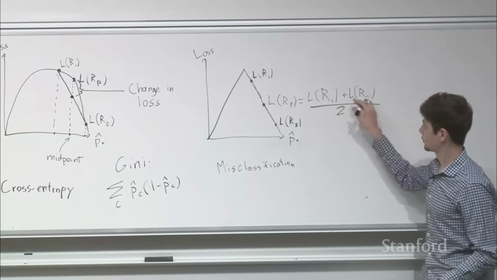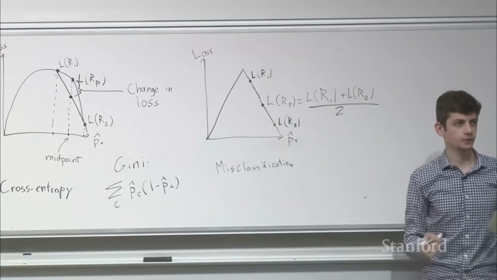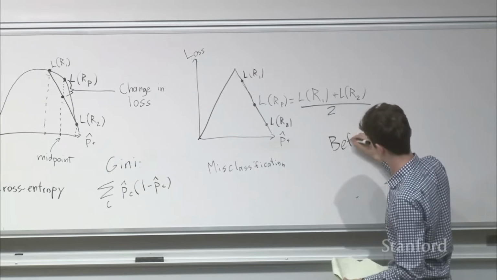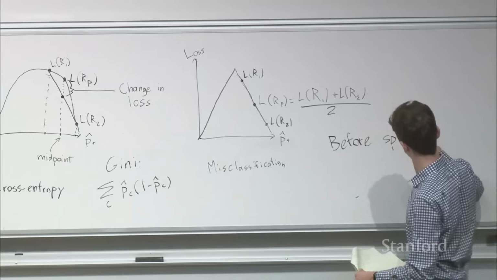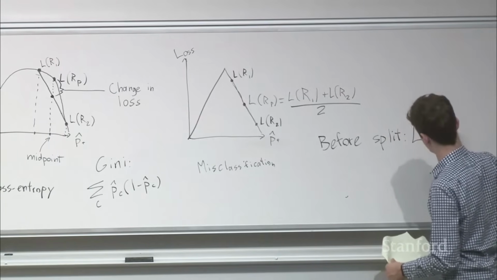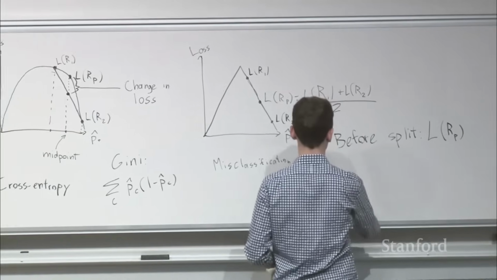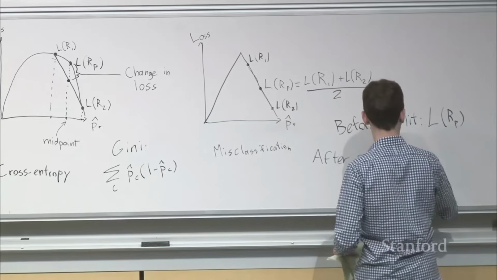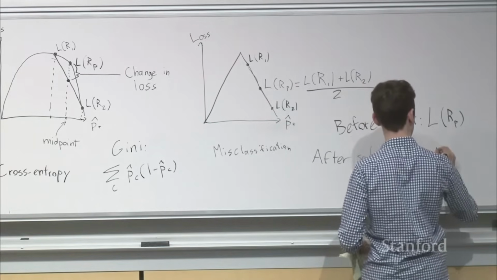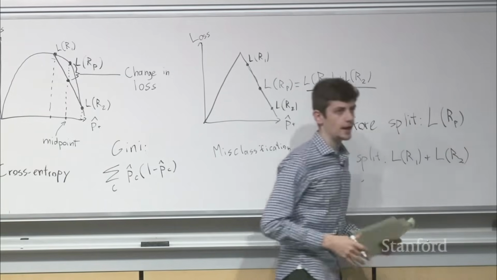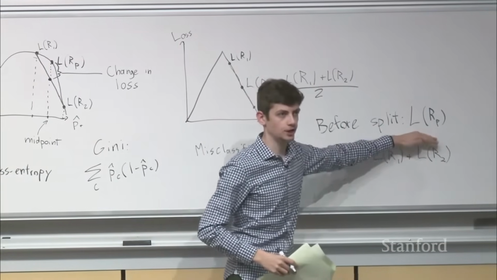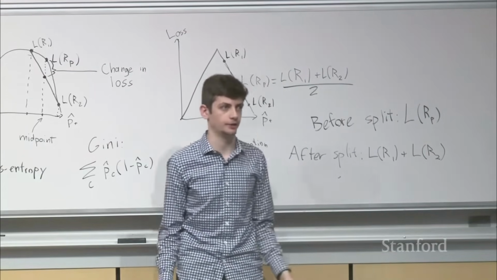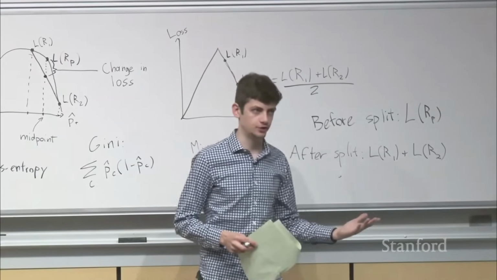So you have your loss of R1 and R2 versus your loss of R parent. Before the split, you have the loss of R parent. And after the split, you have loss of R1 plus loss of R2. If the decrease between your loss of R parent and the loss of your children is not great enough, you might be tempted to say, okay, that question didn't really gain us anything, and so therefore we will not actually use that question.